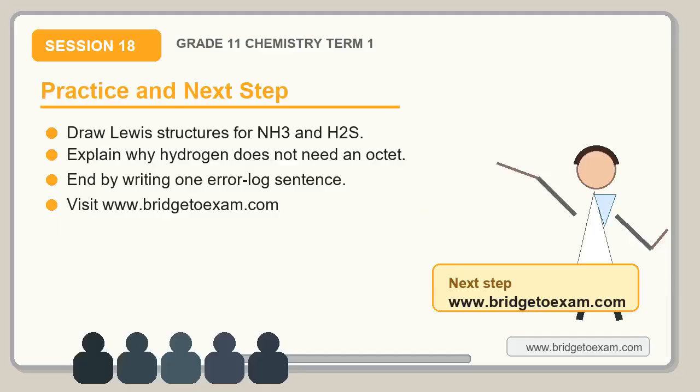Before you leave, practice actively. Task 1. Draw Lewis structures for NH3 and H2S. Task 2. Explain why hydrogen does not need an octet. Task 3. Identify bonding pairs and lone pairs in water. At the end of your study, write one sentence beginning, "The chemistry idea I must remember is."